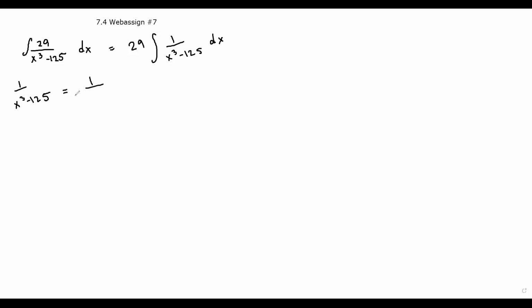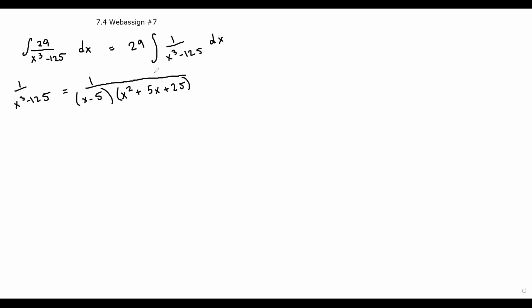So x cubed minus 125 is a difference of perfect cubes, which factors into a minus b times a squared plus ab plus b squared. So we'll say x minus 5, then x squared, then the next sign is the same, it's always the opposite, so x squared plus 5x, and then plus 25. I hope that's okay. That's just how we have to factor this difference of perfect cubes.